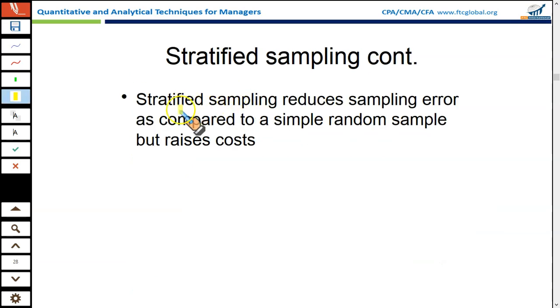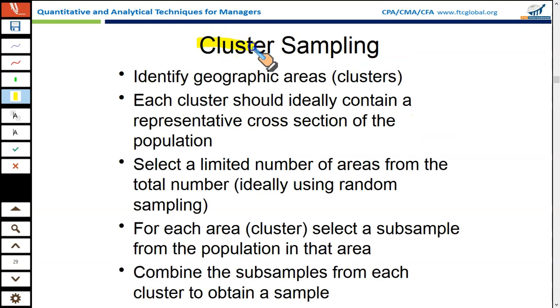It says stratified sampling reduces sampling error as compared to simple random sampling, but raises cost. Yes, this is true. Since stratified sampling is more detailed, it is more accurate, while random sampling can carry mistakes and errors. Cluster sampling: identify geographic areas or clusters, which means you select natural groups or clusters within the population based on geographical areas.